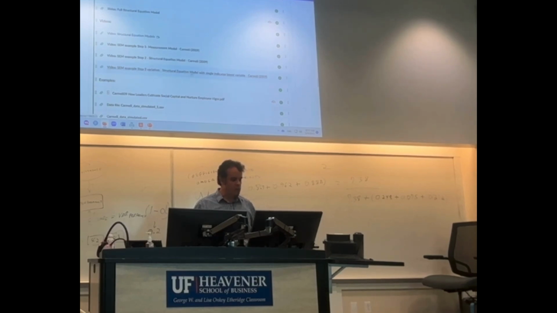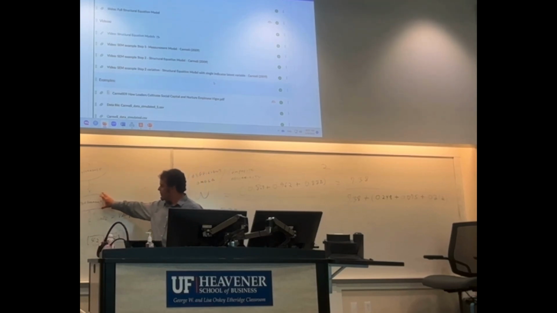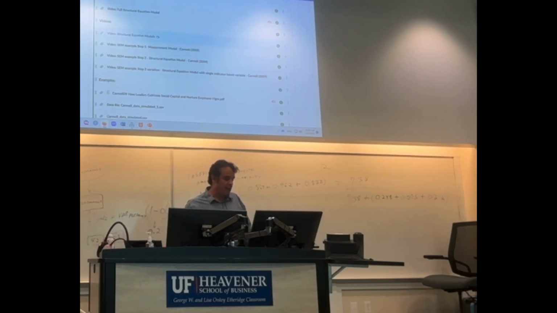SEM example two variation: structural equation model with a single indicator, where I replace a latent variable that has multiple indicators by one that's measured by just one indicator. Another situation where you may need this is when you try to measure job performance and you thought you would have 3 indicators, but you only get 1.